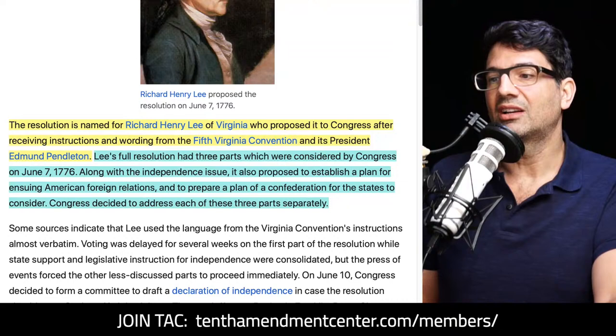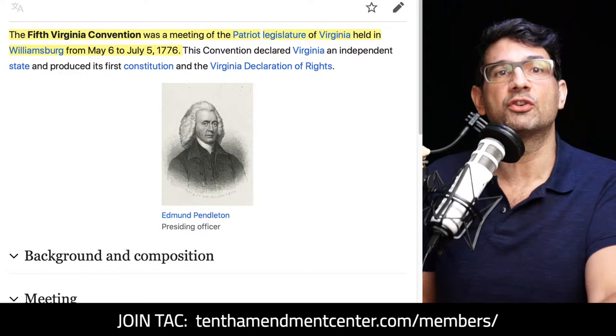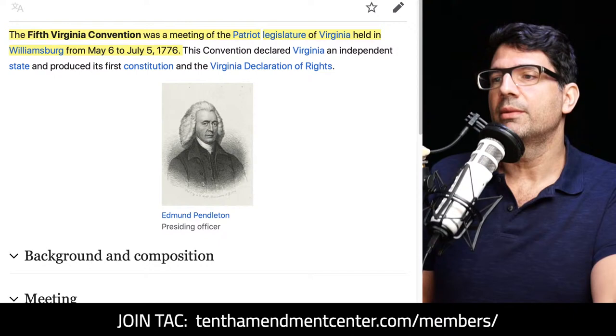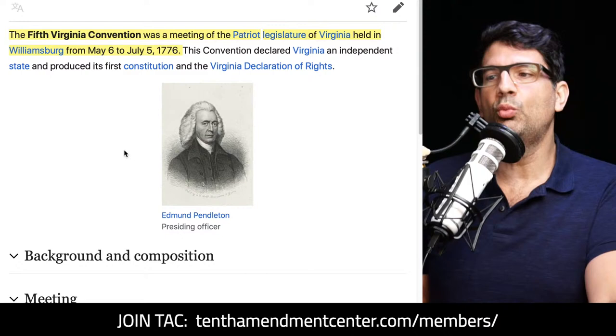So we have to go back to the 5th Virginia Convention to understand, how did we get to this independence? There were a lot of calls to build up to independence. There were resolutions locally on a state level as well, or on a colony level, in the drive to July 4th. And here again from Wiki, the 5th Virginia Convention was a meeting of the Patriot Legislature of Virginia held in Williamsburg from May 6th to July 5th, 1776.